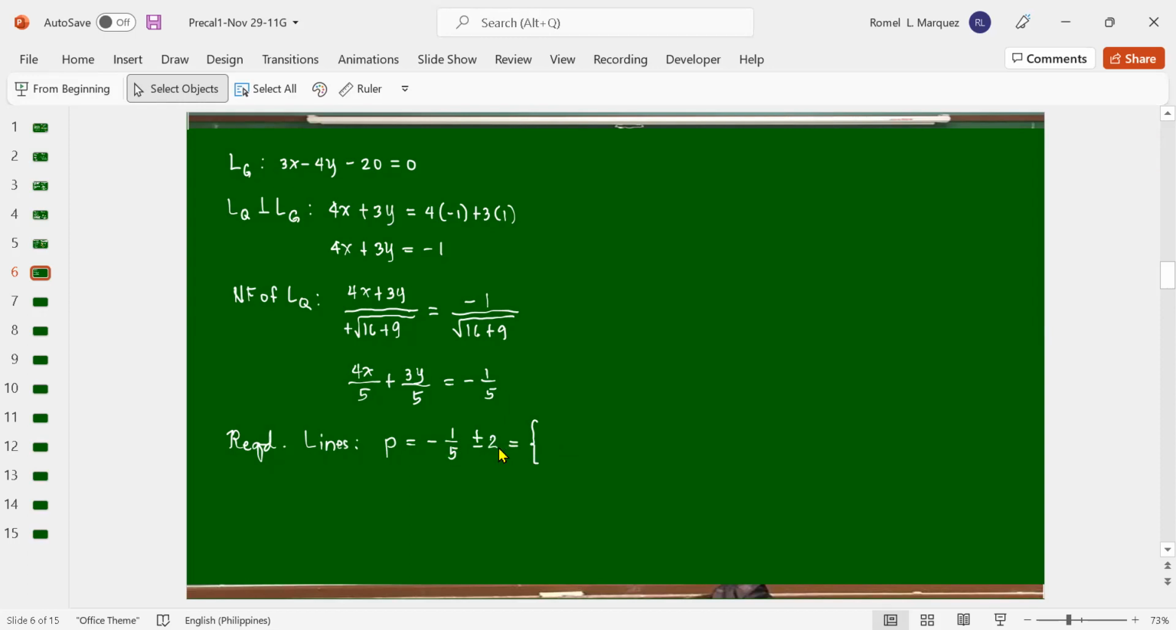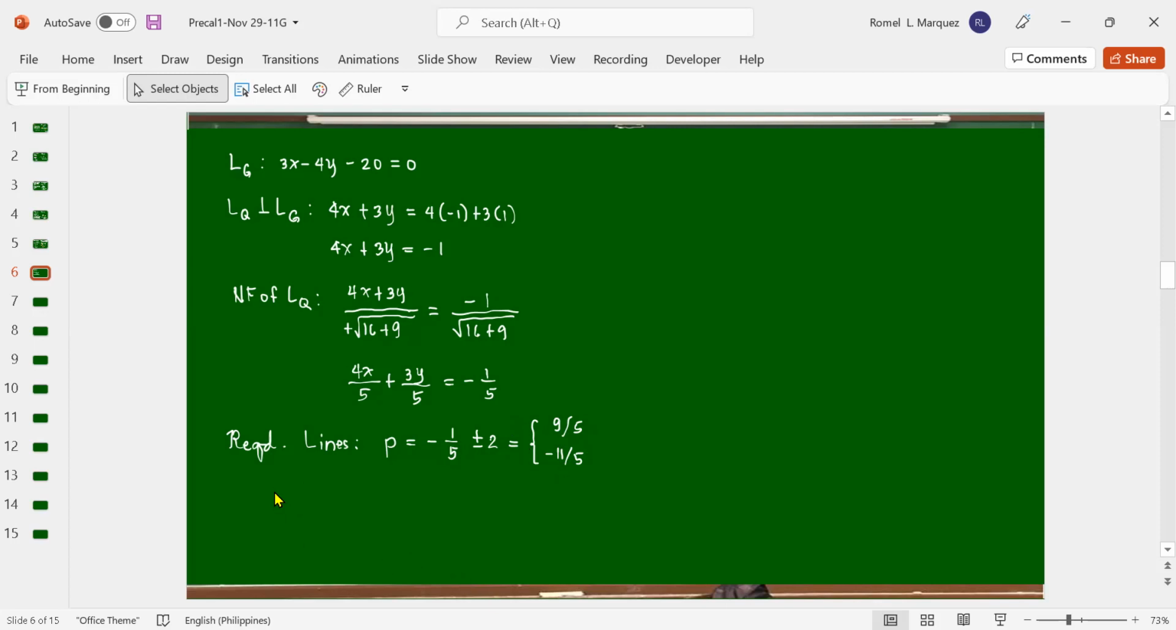Negative 1/5 plus 2. That is negative what? Or positive 9 over 5, I think. Am I right, guys? Negative 1 divided by 5 plus 2 is 9 over 5, no? The other one, negative 1/5 minus 2, that is negative 11 over 5. Okay? Is that negative 11 or negative 13? So let's see. Negative 1 divided by 5 minus 2, so that is negative 11 over 5, no?